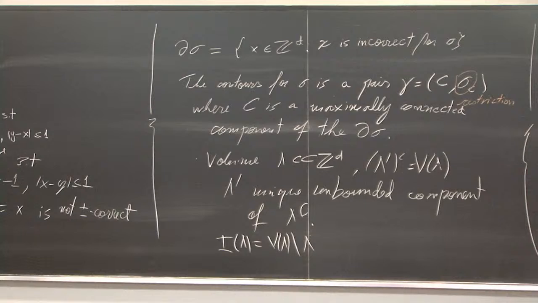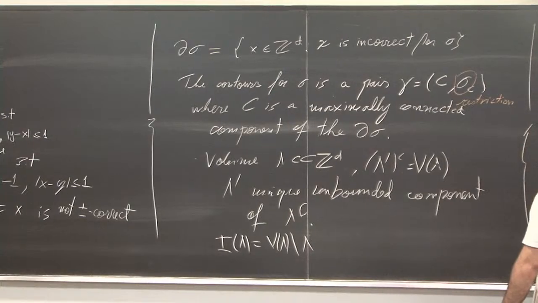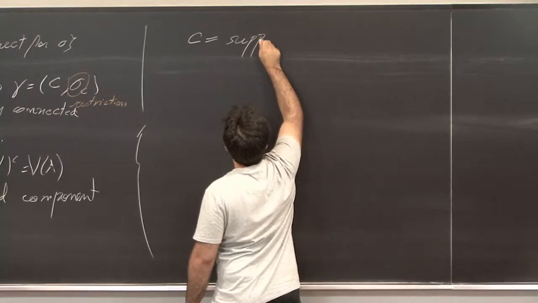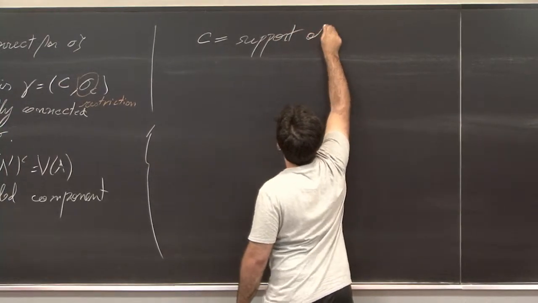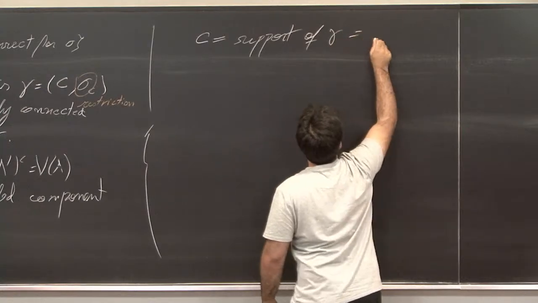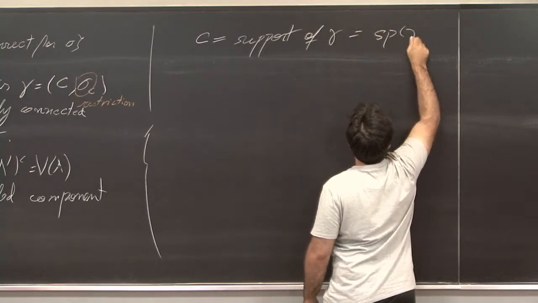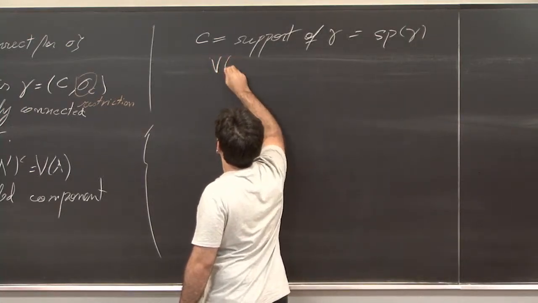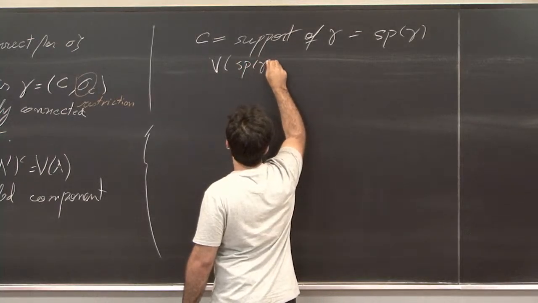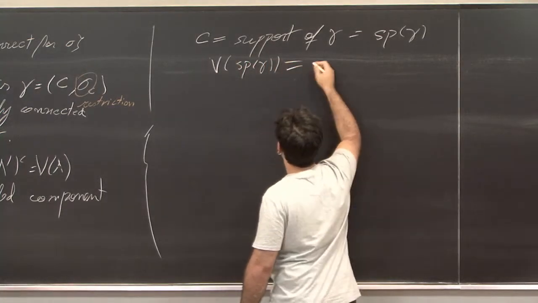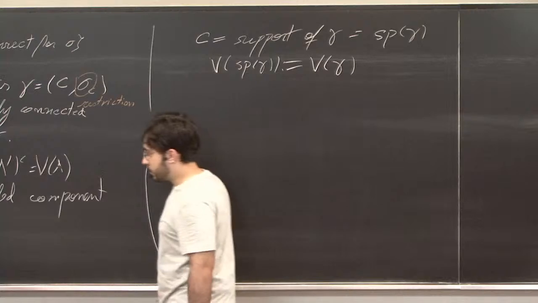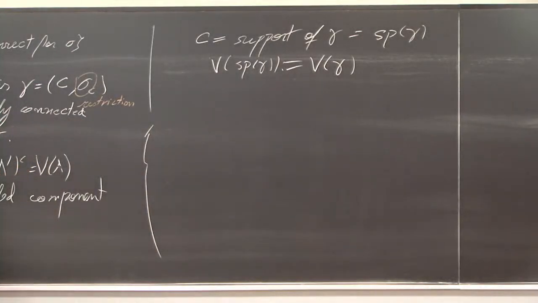Okay. So, a few more names. Usually we call C the support of gamma, and we denote it by SP gamma. Okay, so the volume of SP gamma I will usually write as only V gamma, just to simplify things.